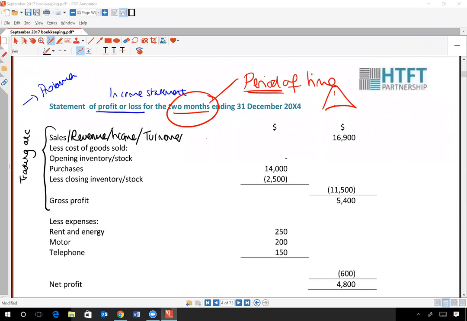But the sales is going to be different for every single business. You've then got something called less cost of goods sold. So this is referred to as, this is a heading. I just want to say that right now. That's a heading. And it's referred to as your cost of sales. These are direct costs incurred selling the product and I'd say making the product.